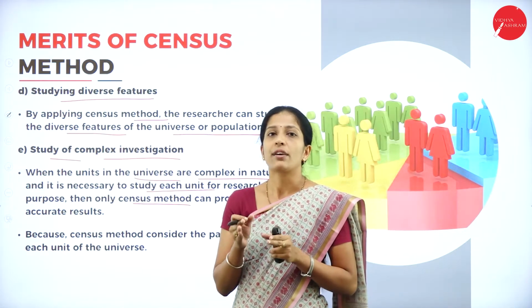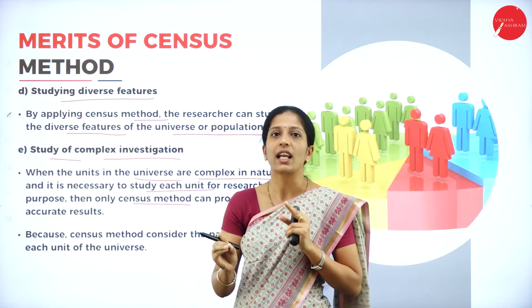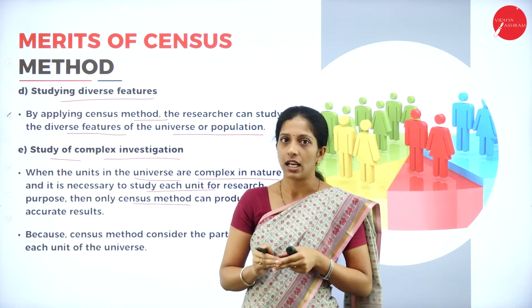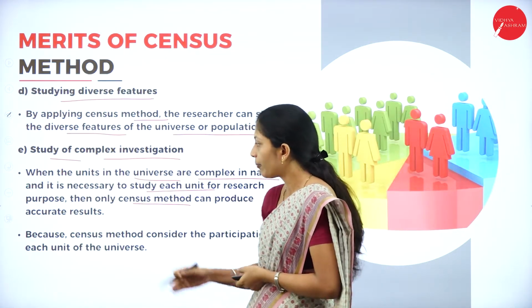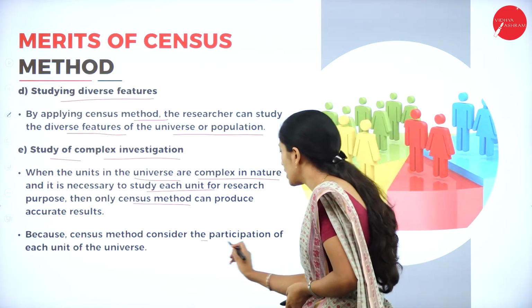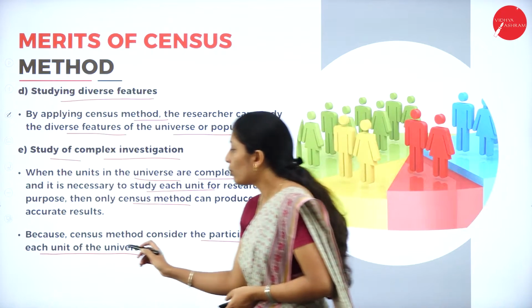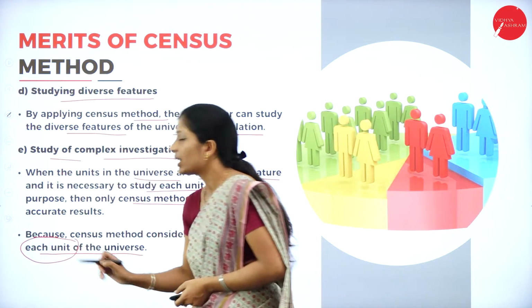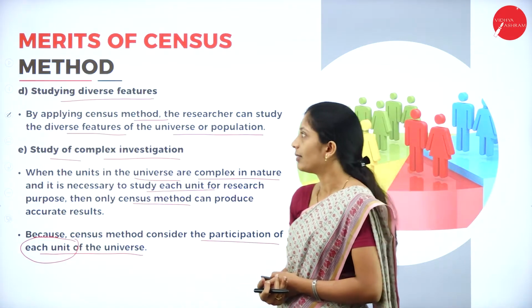If they are going to conduct the census method, then each and every individual should be given attention and the information collected so that the research work will be accurate, because the census method considers the participation of each unit of the universe. Now what do I mean by each unit here? Each individual in that particular population.